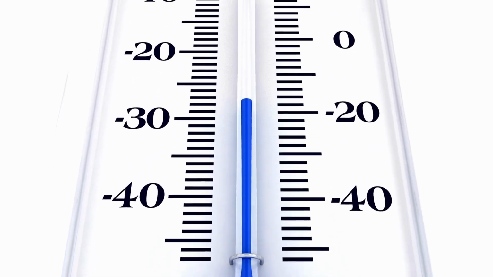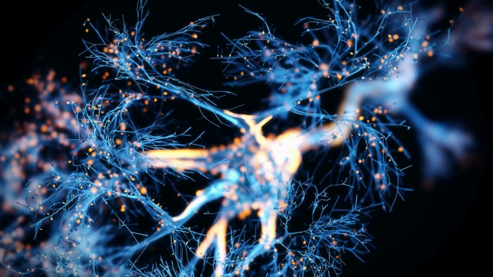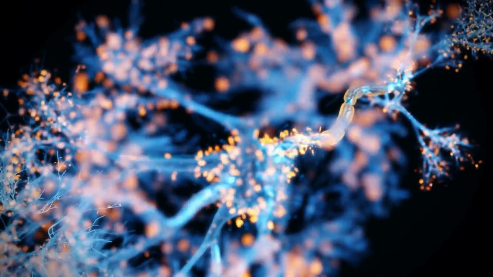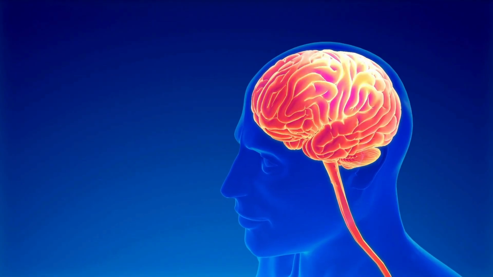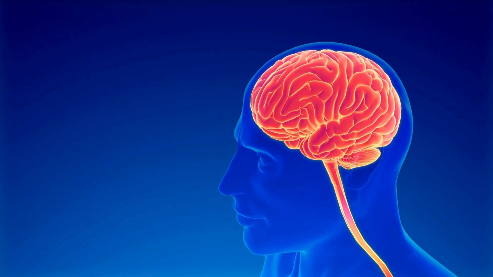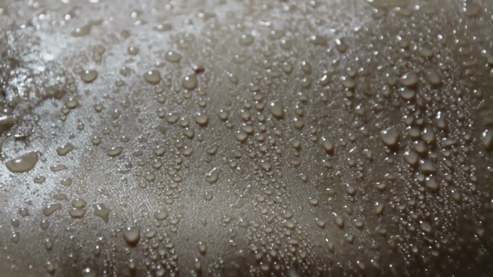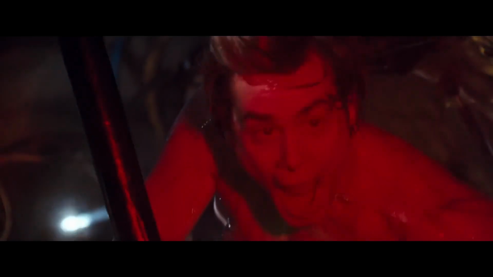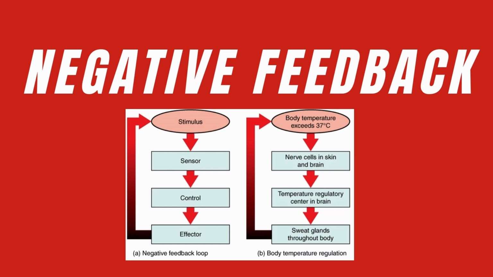Take body temperature, for example. If we get too hot, receptors detect these environmental changes and relay that information to our brain, saying, hey, our body temperature is rising. The brain will then send a signal to effectors, which in this case are the glands that produce sweat. We sweat, and that brings our body temperature down. This is called a negative feedback loop or negative feedback system.